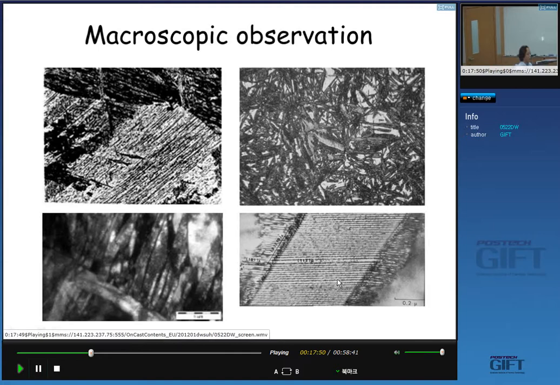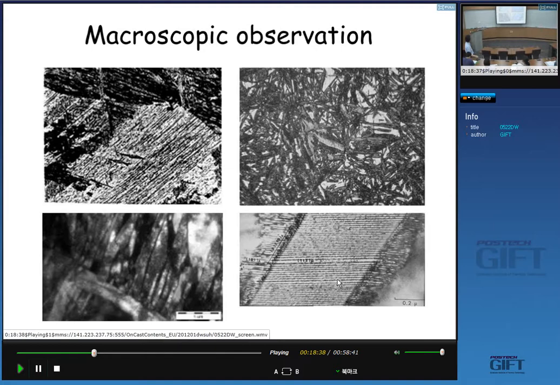When you look at the martensite through the optical microscope, it is very difficult to quantify or observe the details of the microstructure. You will observe either of these two types of martensite. This is called lath martensite, and this is called plate or lenticular martensite. It is not clear why martensite has either lath or lenticular plate structures, but it is believed to be related to a difference in driving force.